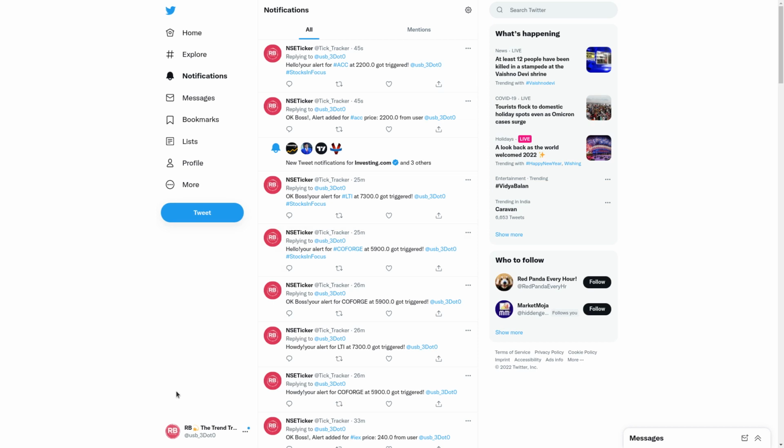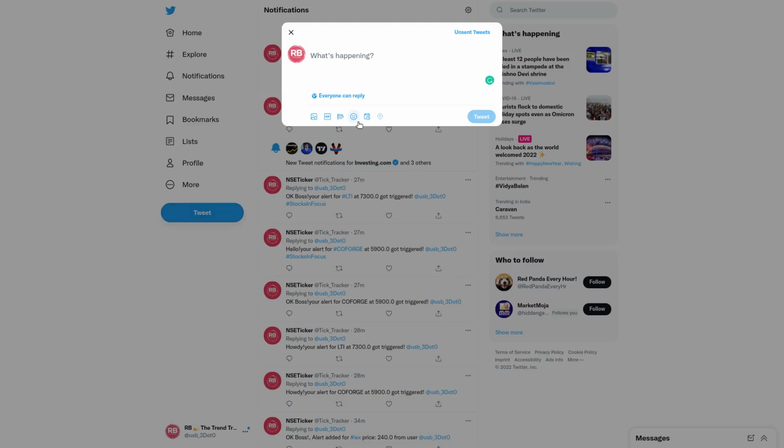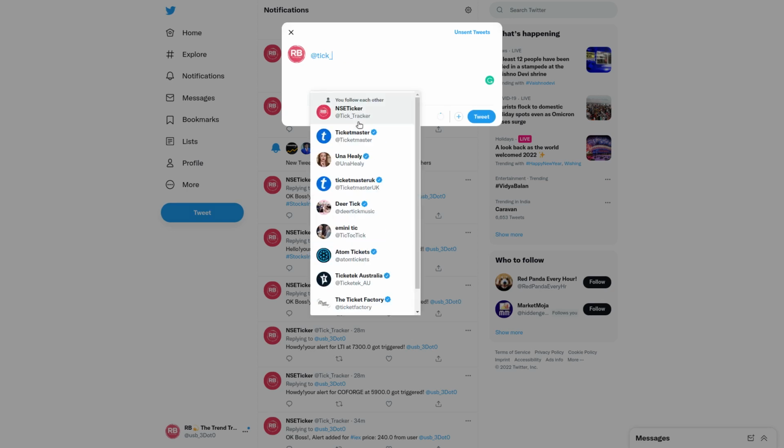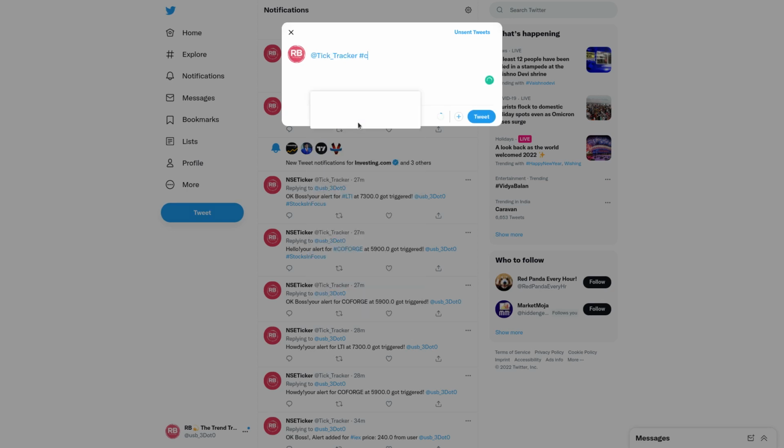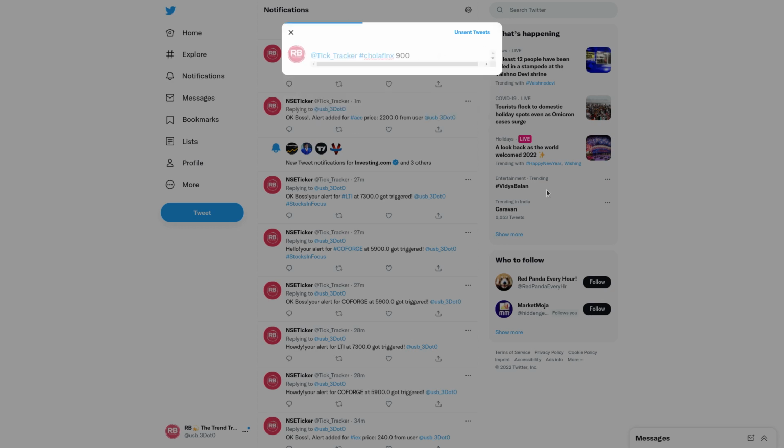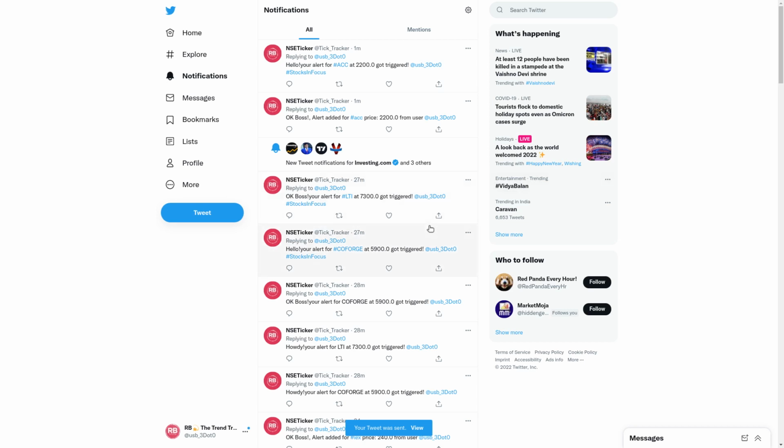Similarly, say for example, I'm going to add another alert, say for Cholafin. So what you have to do is first type tick underscore tracker, that's the handle, and then the name of the script. Just make sure that there are no spelling mistakes, because for example, if you give Cholafin X and you give some random, say 900, this is basically a wrong script name. So the app is quick enough to identify that this is one of the scripts which we are not tracking.